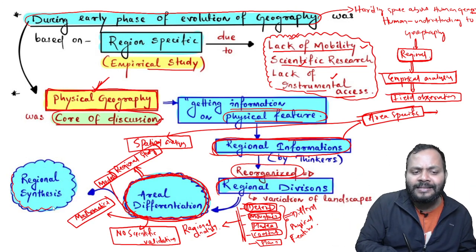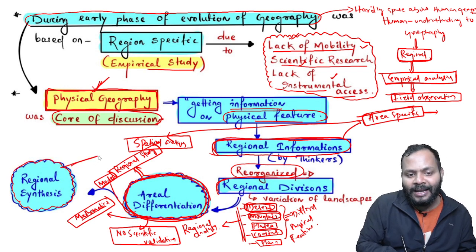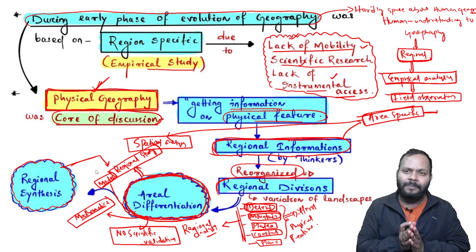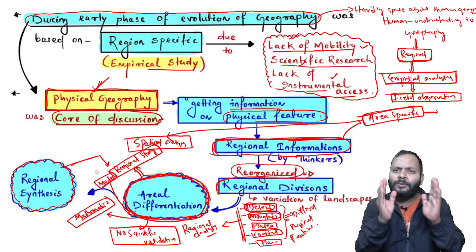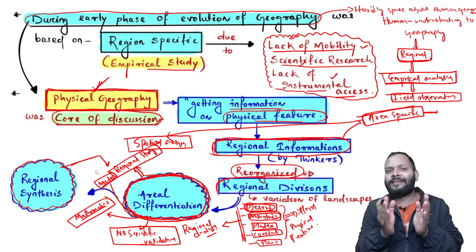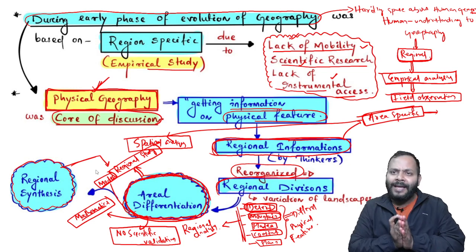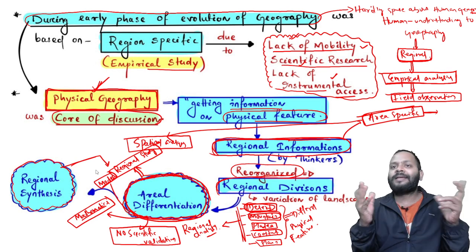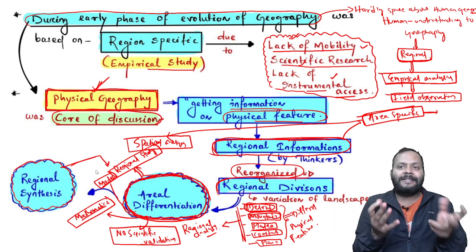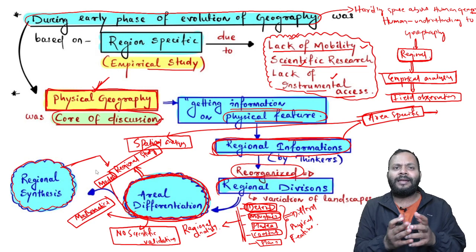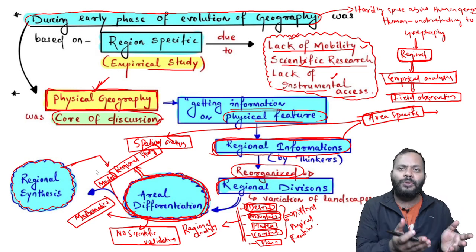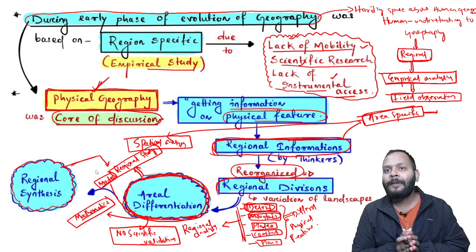Can I say regional synthesis is also area specific? Yes, these are all area specific. But up to this time, geography had developed this paper, but it is not looking like a subject, not looking like a discipline. There were a lot of loopholes: no models, no mathematics, no theory, nothing was there.